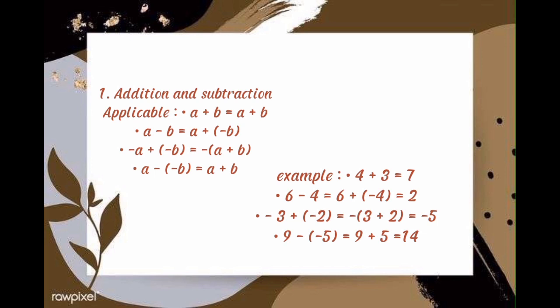Example. First, 4 plus 3 equals 7. Second, 6 minus 4 equals 6 plus negative 4 equals 2. Third, negative 3 plus negative 2 equals negative in brackets 3 plus 2 equals negative 5. Fourth, 9 minus negative 5 equals 9 plus 5 equals 14.